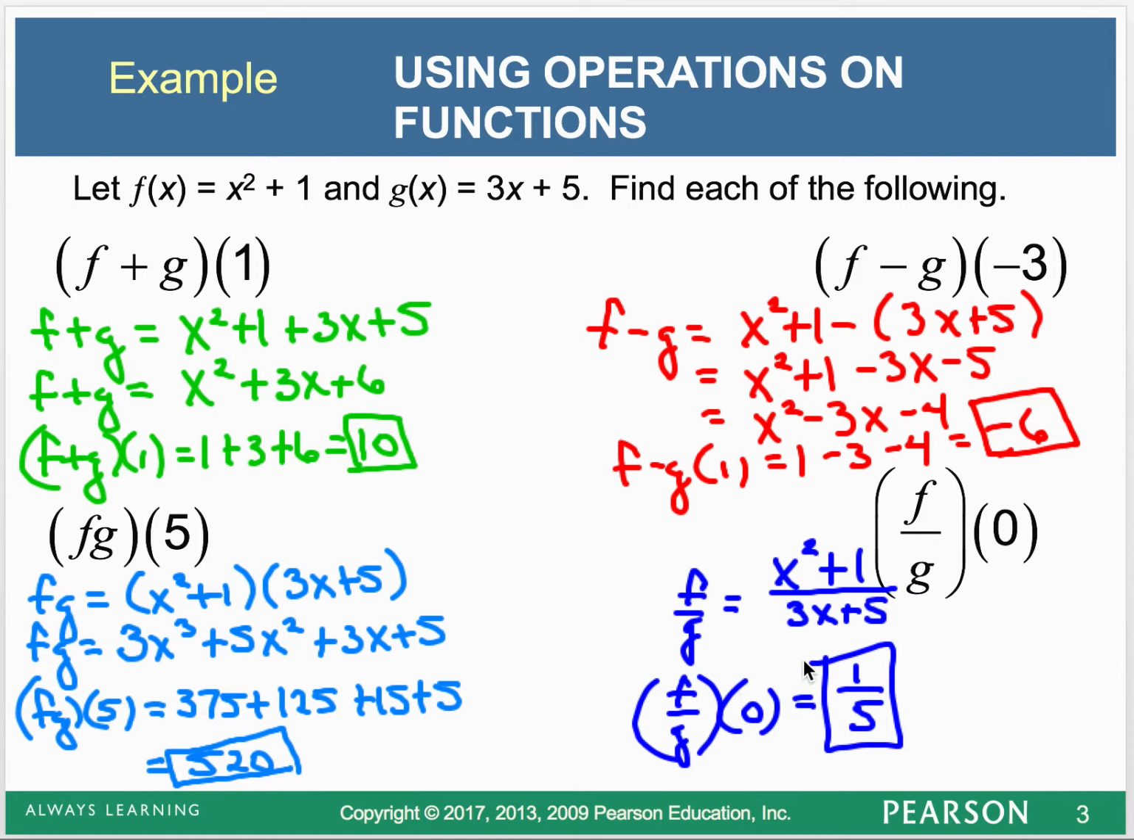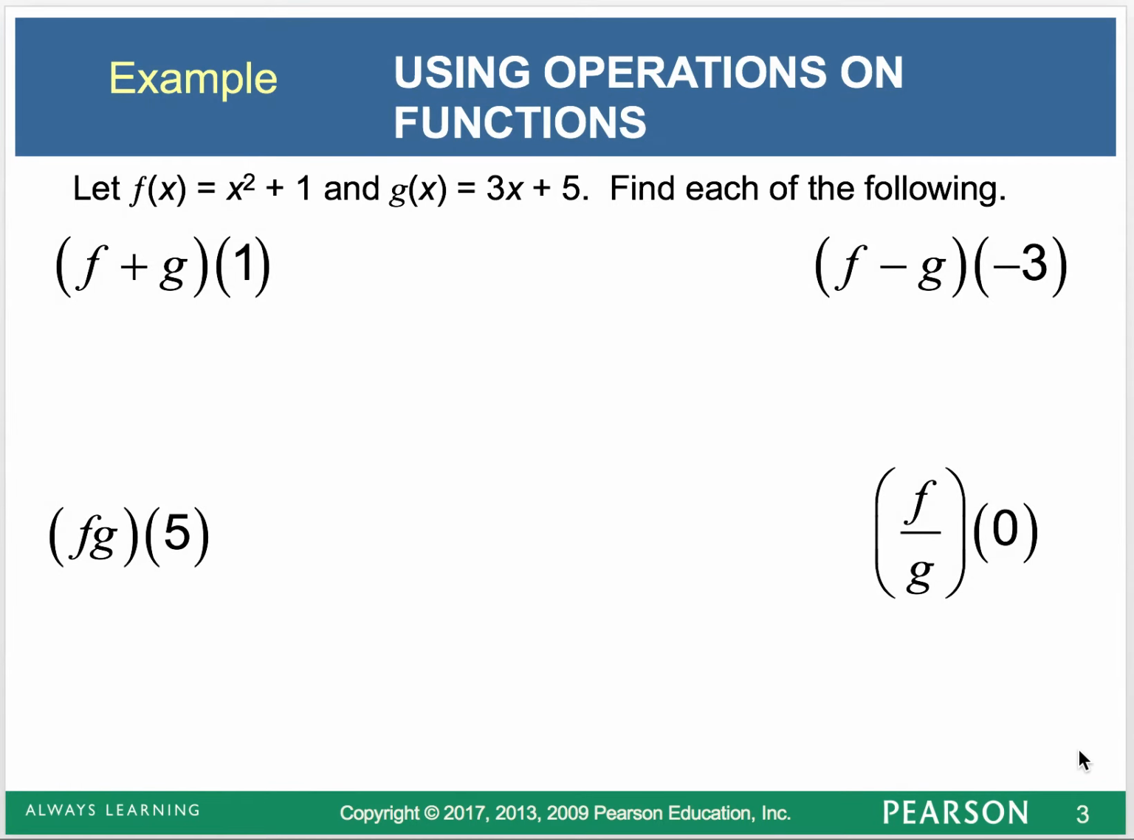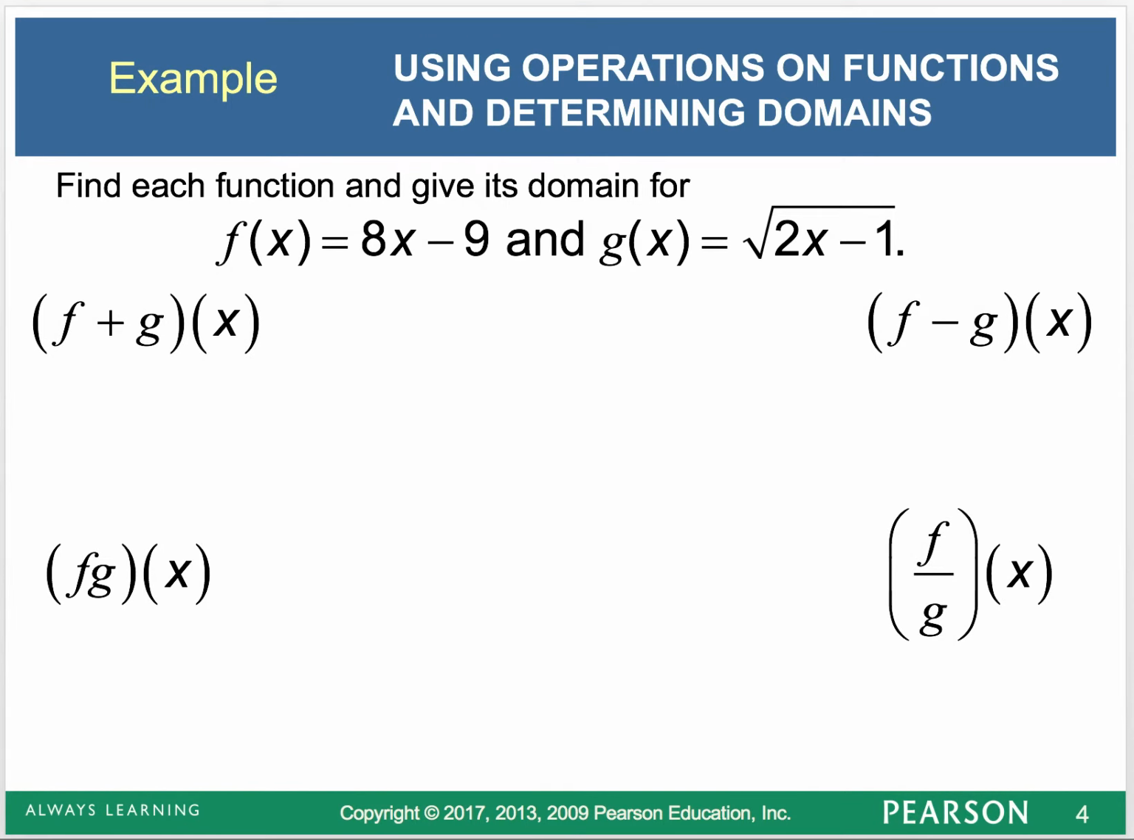Okay, so if we're evaluating these combined functions at a particular value, if we have a numeral here, then we've got a couple of options. And it's not too bad, right? Combining functions, not bad at all. Okay, but now we don't have a numeral, we're just trying to find the new function. But that's okay, because that's what we just did before.